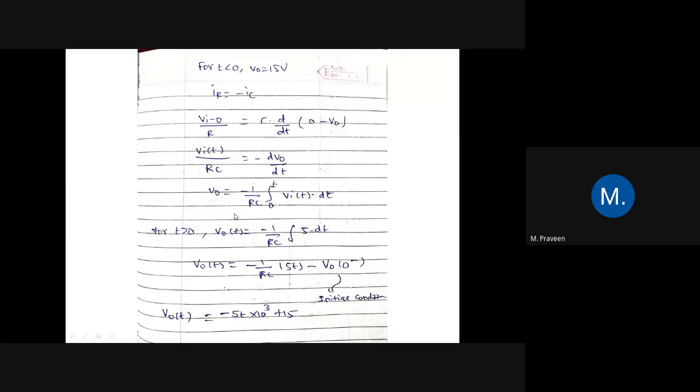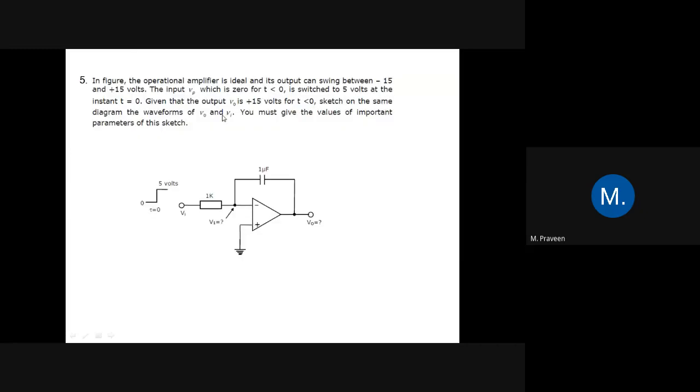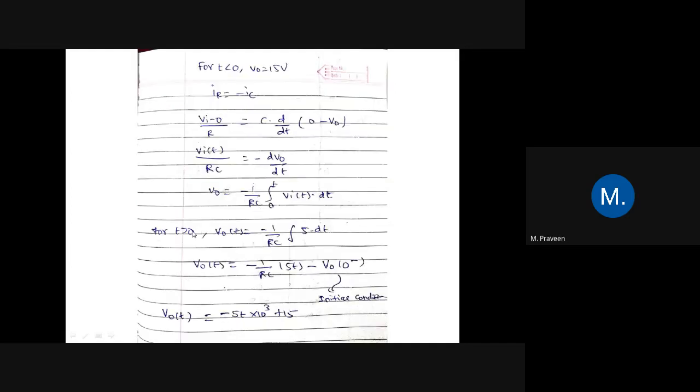We have the formula V naught of t is minus 1 by RC into the integral. What will happen for t greater than 0? The input voltage is 0 for t less than 0, so if you take t less than 0, the VI value is 0. If you take t greater than 0, it switches to 5 volts. Therefore, for t greater than 0, the input voltage VI of t is 5, so we can substitute 5 here. So V naught of t is equal to minus 1 by RC, then integrating, we get 5t minus V of 0.